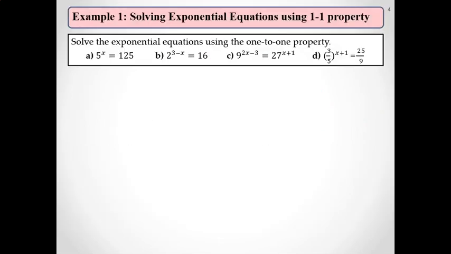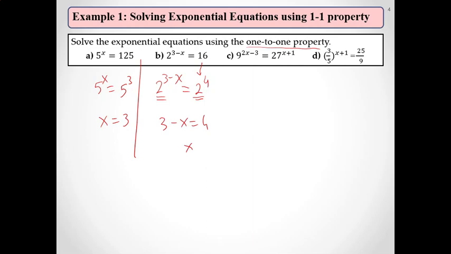Now let's see these examples here. We want to solve these equations using the one-to-one property. Here, 5 to x is equal to 5 cubed, so you can clearly say x equals 3. And now here, 2 to 3 minus x is equal to 2 to the 4th. We know 16 is 2 to the 4th, so the bases are the same. So 3 minus x is equal to 4, so x is equal to minus 1.